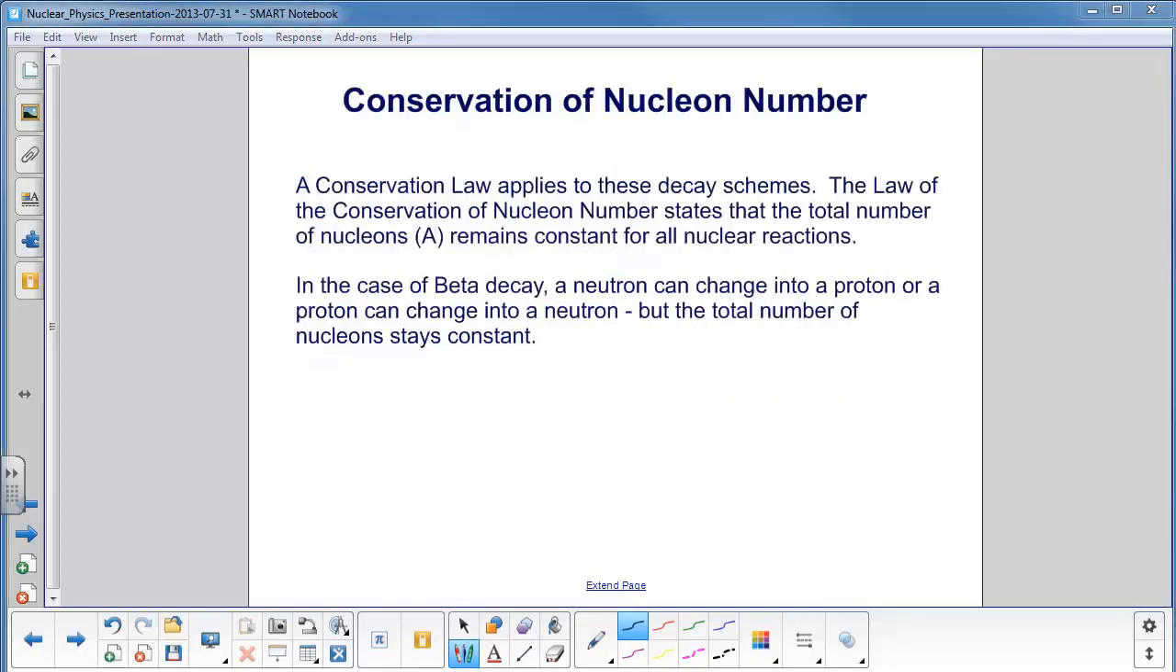This leads to another conservation law. This is the conservation of nucleon number. This states that the total number of nucleons, A, remains constant for all nuclear reactions. Now, in the case of beta decay, a neutron can change into a proton, or a proton can change into a neutron, but the total number of nucleons stays constant. Not the total number of protons or neutrons, but their sum will remain constant.